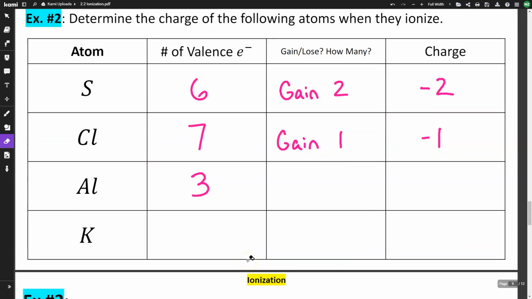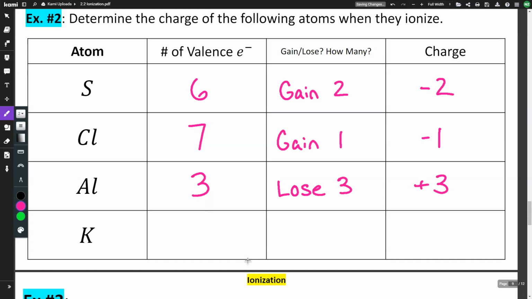Now, it seems a little backwards. So we are going to lose those 3 electrons. If I lose 3 electrons, I will now have a positive 3 charge because I now have more protons than electrons.